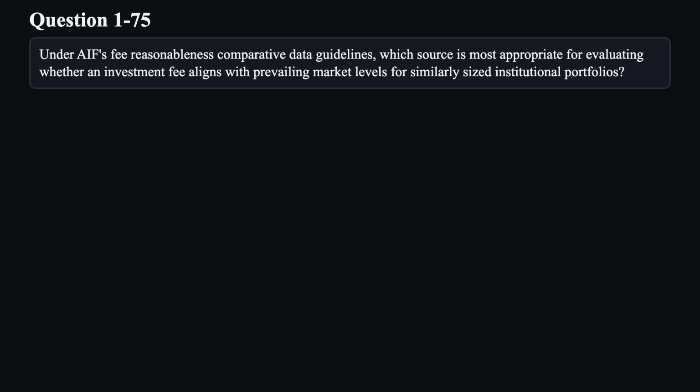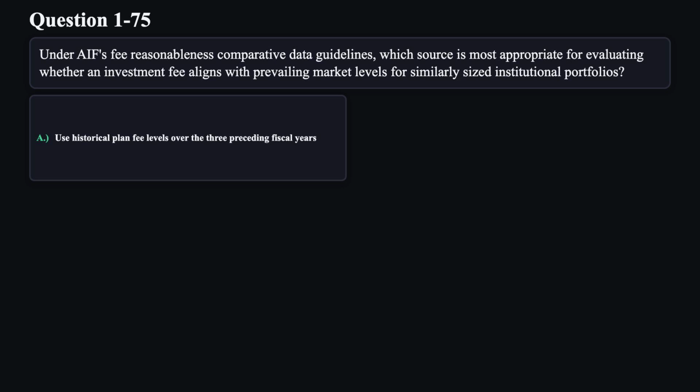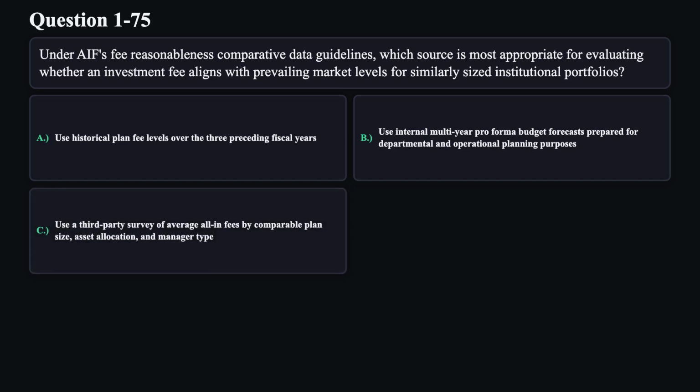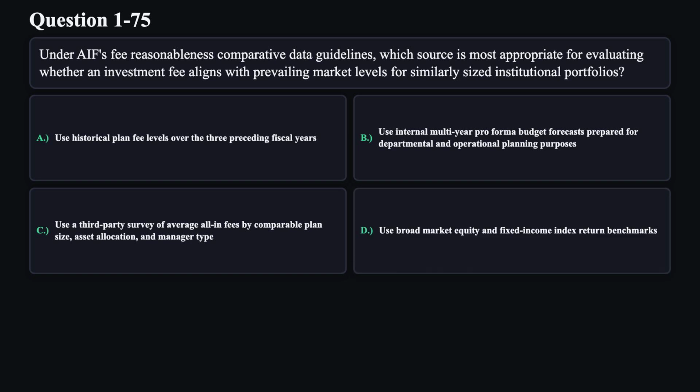Question 75. Under AIF's fee reasonableness comparative data guidelines, which source is most appropriate for evaluating whether an investment fee aligns with prevailing market levels for similarly sized institutional portfolios? A. Use historical plan fee levels over the 3 preceding fiscal years. B. Use internal multi-year pro forma budget forecasts prepared for departmental and operational planning purposes. C. Use a third-party survey of average all-in fees by comparable plan size, asset allocation, and manager type. D. Use broad market equity and fixed income index return benchmarks.